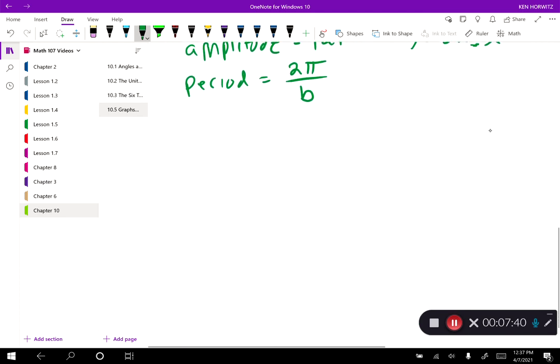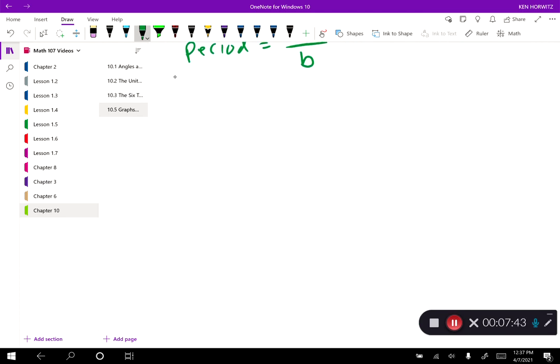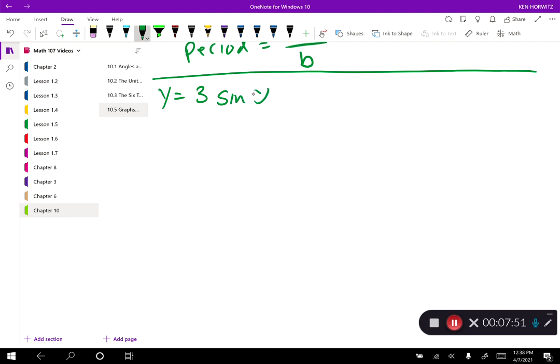All right. So let's start changing this graph around a little bit. So let's do an example. Y equals 3 sine x. So what this means is that my amplitude is 3 units. Now my period is still 2 pi. And again, we're only going to graph one period.